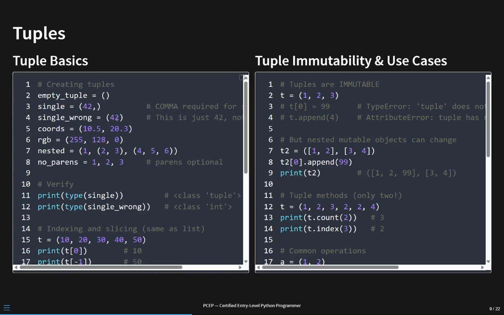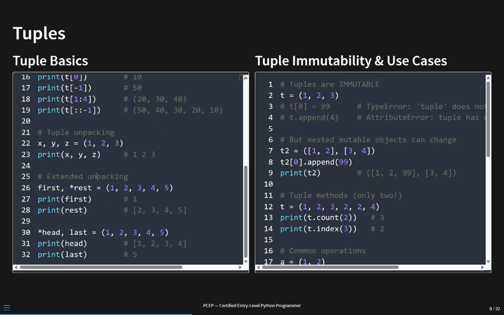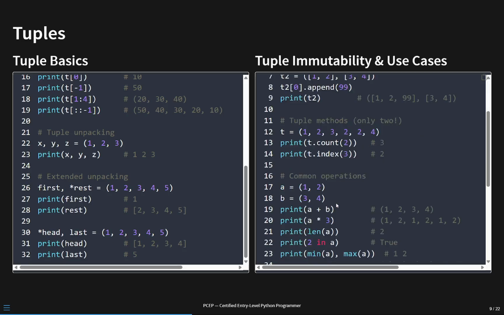Tuples support all the same read operations as lists: indexing, negative indexing, slicing, len, in, plus concatenation and asterisk repetition. Tuples have exactly two methods: count and index. That's it.